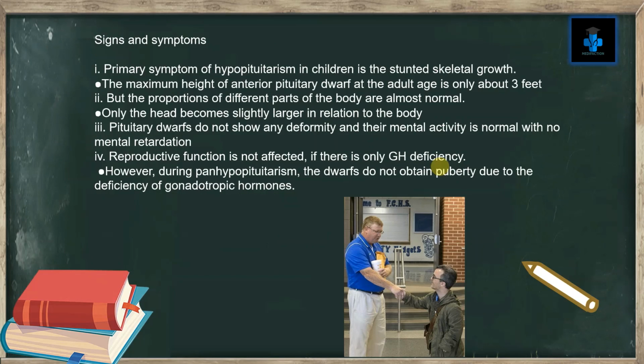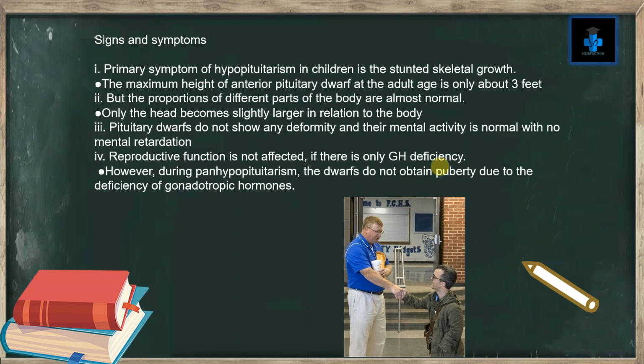Signs and symptoms. Primary symptom of hypopituitarism in children is stunted skeletal growth. The maximum height of anterior pituitary dwarf at an adult age is only about 3 feet. But the proportions of different parts of the body are almost normal. Only the head becomes slightly larger in relation to the body.